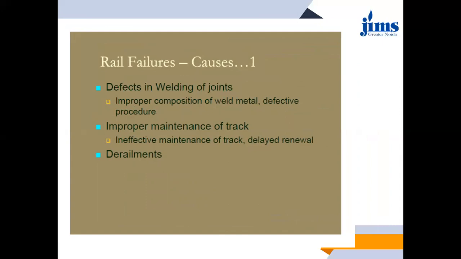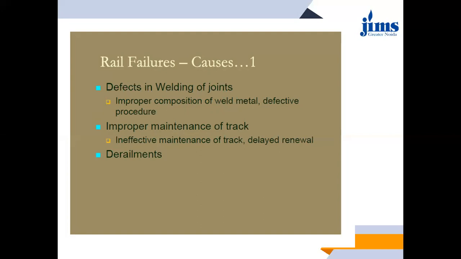Then in case of a welded joint, if there is a defect in welding of the joint, such as improper composition of weld metal or a defective procedure adopted, all these things cause defects in the welding of the joint and thereby rail failure.